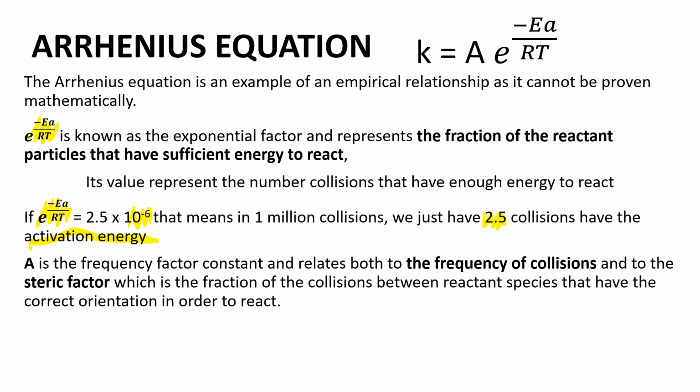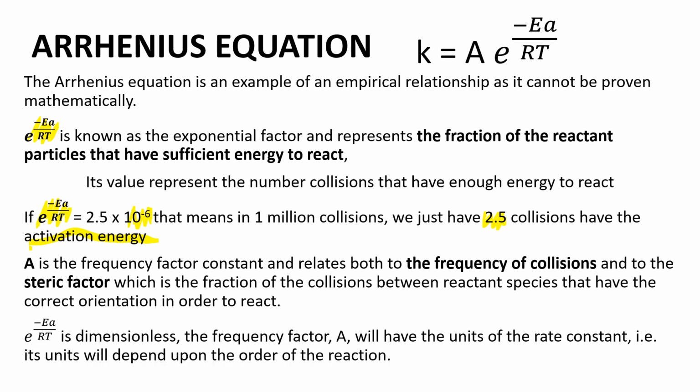We can see also that A, the frequency factor, is a constant. It relates both the frequency of collisions and the steric factor. The steric factor is the geometric alignment or the correct orientation, which is the fraction of the collisions between reactant species that have the correct orientation in order to react. E to the power negative Ea over RT has no unit.